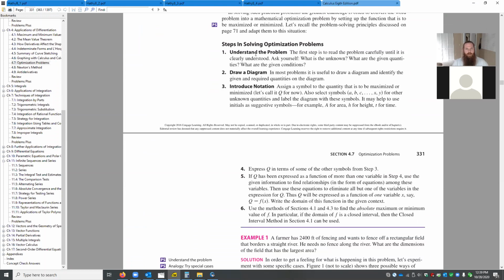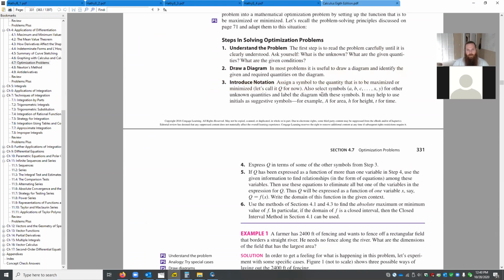The book has this nice guideline here. You should read the problem and make sure you understand it. What is it you're being asked to do? Drawing a picture is almost always an important step here, just like the related rates problems where you need to draw a picture to really understand what's going on and label things. And then the third step here is the labeling. So assign a symbol to each of the quantities, give names to the variables that are in play.